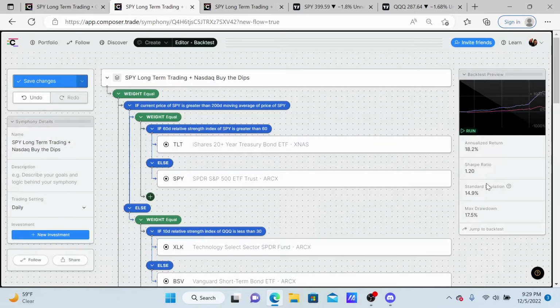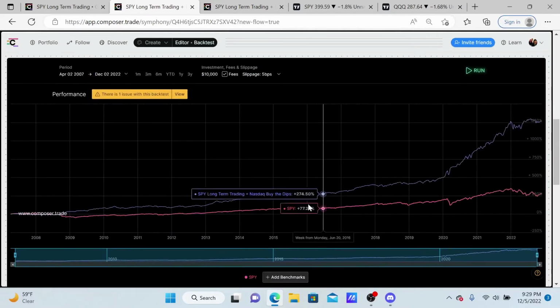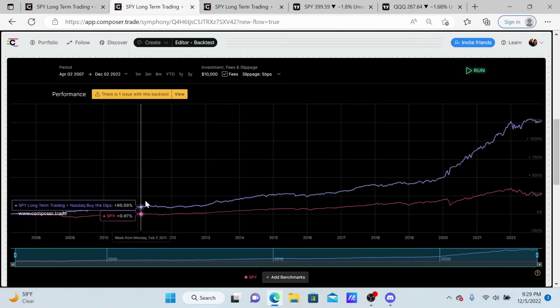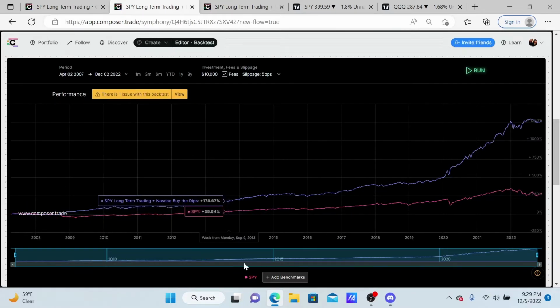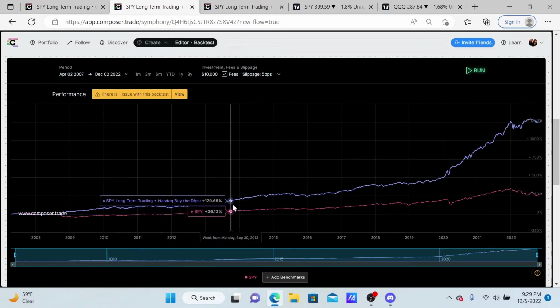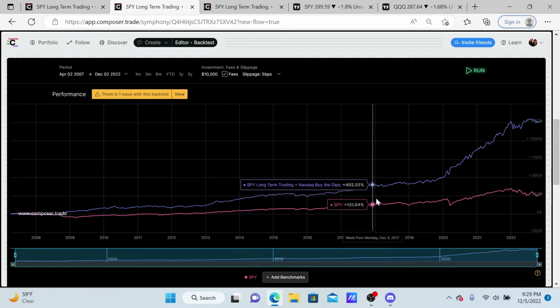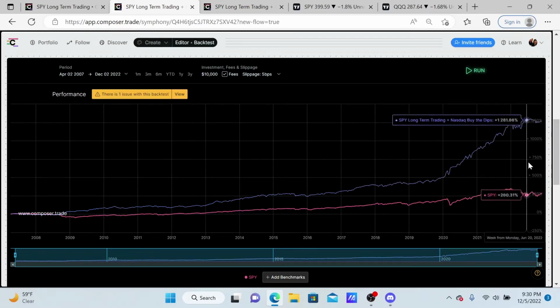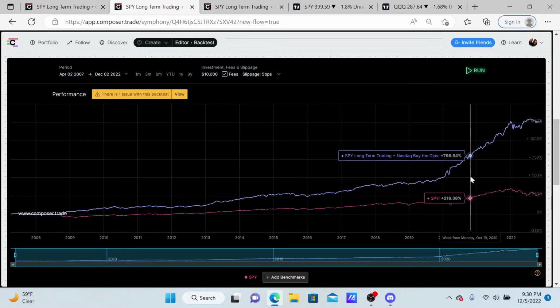Okay, so now it's showing an annual return of 18.2% and a max drawdown of 17.5. So notice how, going back to 2007, just by simply buying the dips in the bear market, the strategy outperforms buy and hold S&P 500 the whole time. They never even come close to each other again, and that's just by simply buying the dips.